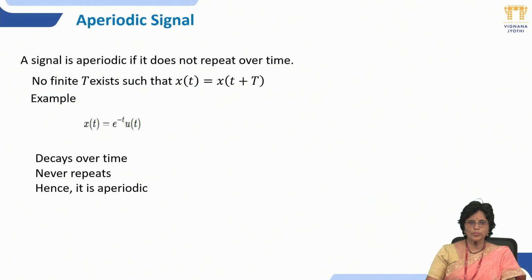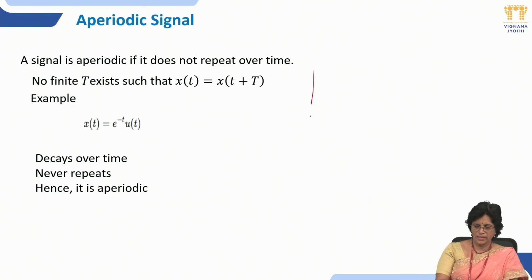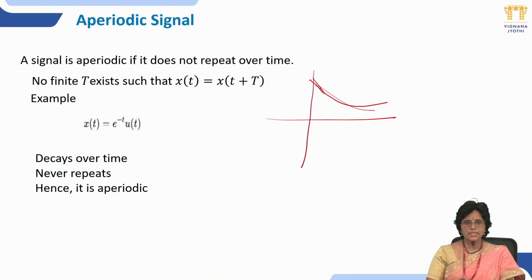If you take e power minus t, what happens? It is decaying over time. As time progresses, the signal is decaying and never repeats. So what is meant by decaying? For example, you consider this signal. It is decaying. Such a type of signal we call an aperiodic signal.